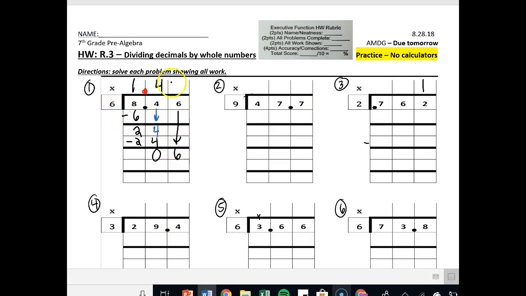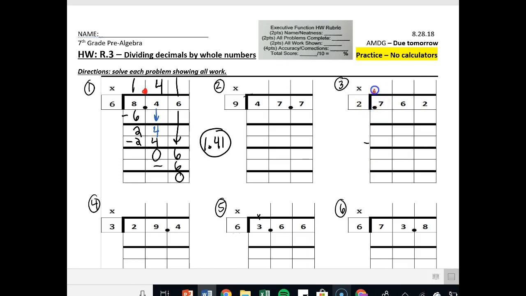How many times does 6 go into 6? One time, right? And we get 0 left over, so that's how we know we're done. So 1.41 is your answer. Please put it off to the side and circle it. Number 3. How many times does, first things first.